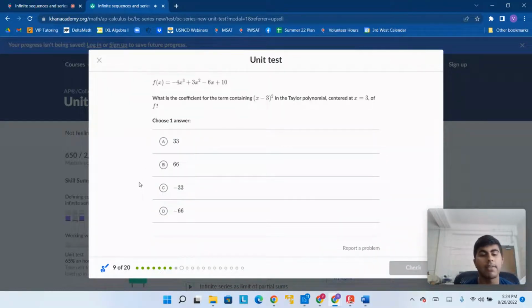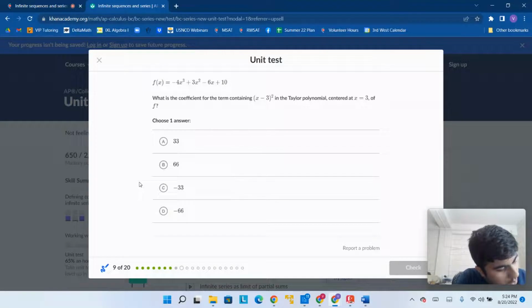All right, f of x is going to equal negative 4x cubed plus 3x squared minus 6x plus 10. What is the coefficient for the term containing x minus 3 squared in the Taylor polynomial centered at x equals 3 of f? So this is centered at x equals 3, and we're trying to essentially find the Taylor polynomial for this. So how are we going to do that? The same way we find any Taylor polynomial. Let me turn to a new page, and we'll start thinking about how we construct a Taylor polynomial.